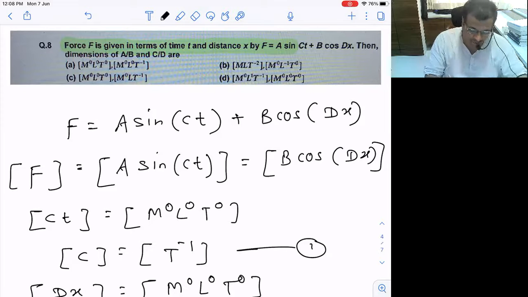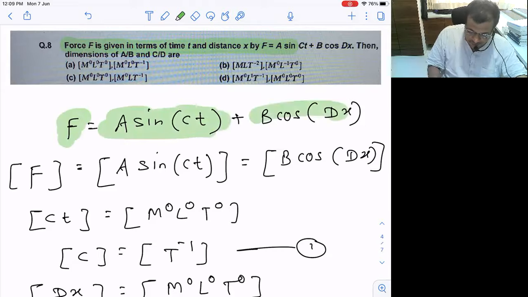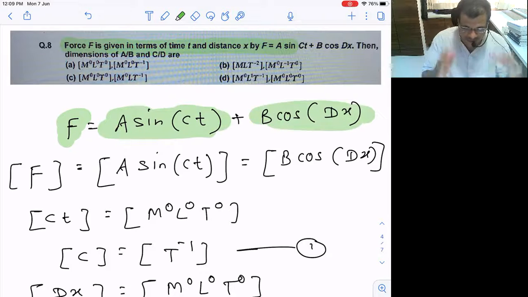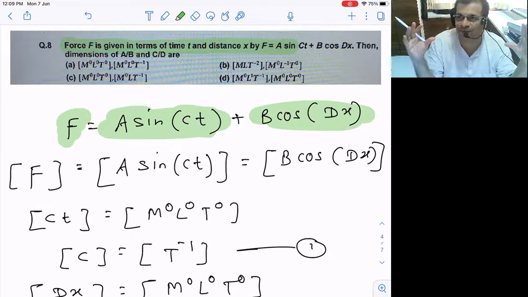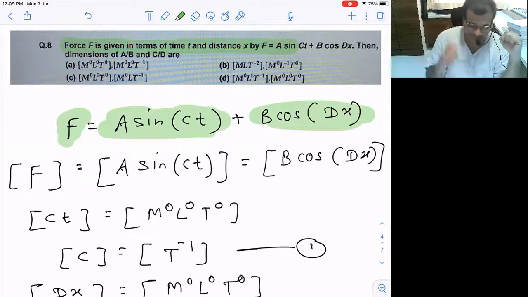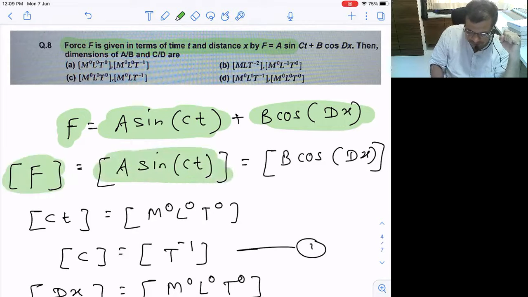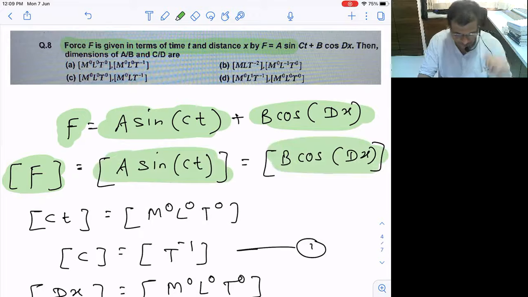Notice that in this equation, friends, there are three terms: the force, A sin(ct) and B cos(dx). Since this equation is given to us, it is assumed to be physically correct. And if it is physically correct, then all terms in this equation must be dimensionally homogeneous. Homogeneous means the same, all dimensions the same. Now see, the dimensions of this force, this term and this term must be the same.